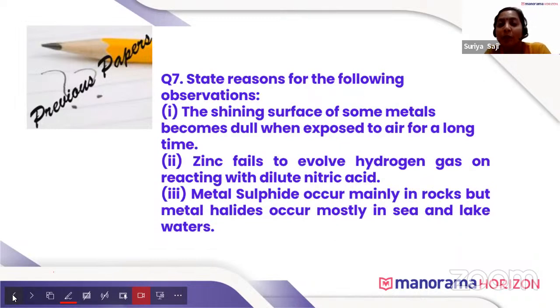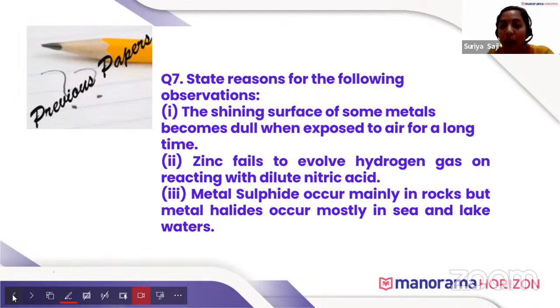The question was: metal sulfides occur mainly in rocks, but metal halides occur mostly in sea and lake waters. Metal sulfides are insoluble in water, so they can occur in rocks. If rain, snowfall or dewdrops come, the sulfides will not dissolve into the soil. So these metal sulfides are insoluble in water and will remain in rocks.